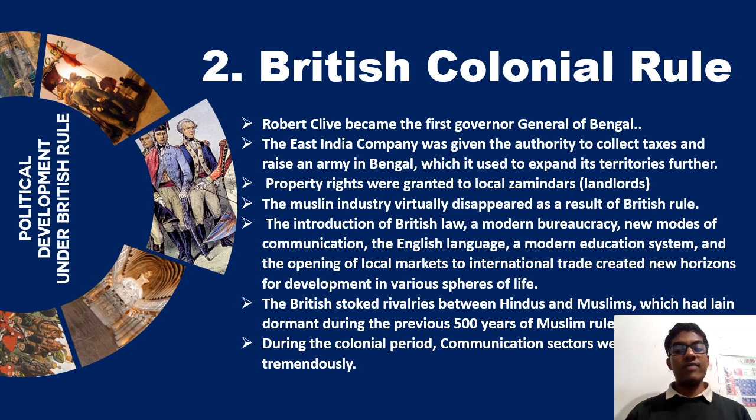The British stoked rivalries between Hindus and Muslims, which had lain dormant during the previous 500 years of Muslim rule, which we can see in the division of East Pakistan and West Pakistan, with India in the middle of them. During the colonial period, communication sectors were improved tremendously, which is true till today. We have the symbols of the British development till 2023, and we can see Hardinge Bridge and so on, and the British really contributed to the communication sectors of Bengal.